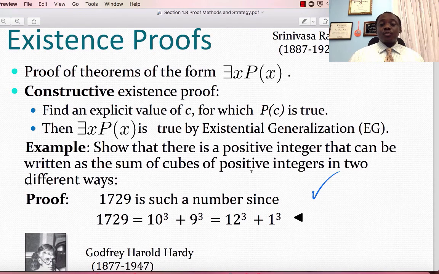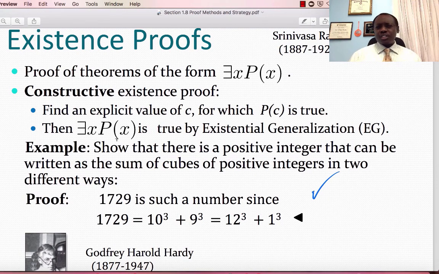And you may be asked to provide a constructive proof, or it may just be left open. But in this particular case, it's left open, but we chose to use a constructive proof. And we verify that 1729 can be written as 10 cubed plus 9 cubed. And it can also be written as 12 cubed plus 1 cubed. So what have we done? We have found an integer that can be written as the sum of cubes of positive integers in two different ways, and we're done. We just proved there exists p of x using a constructive proof.